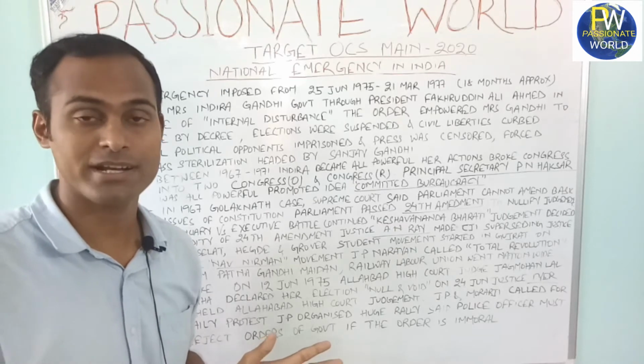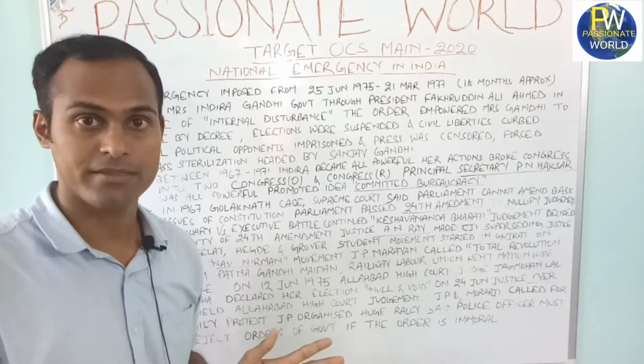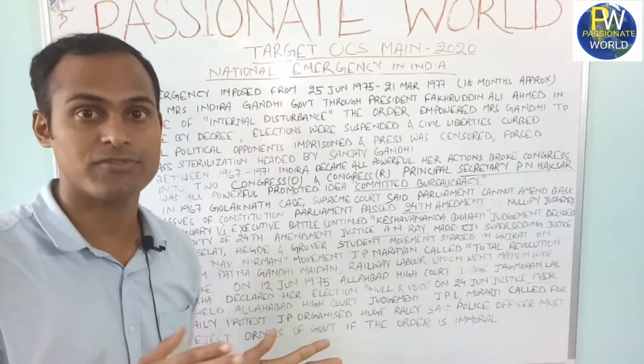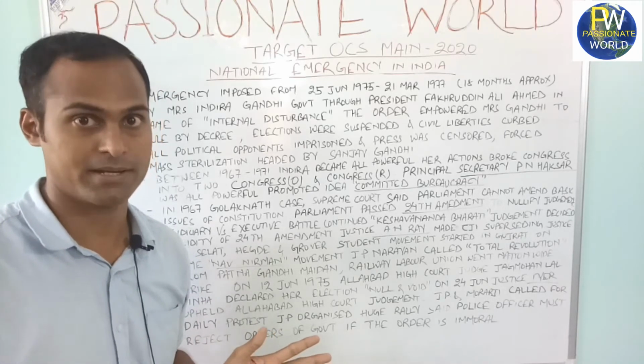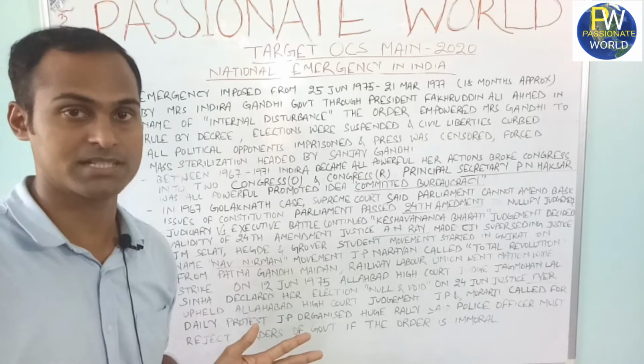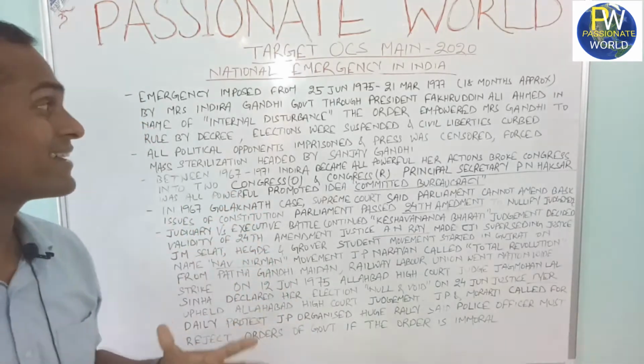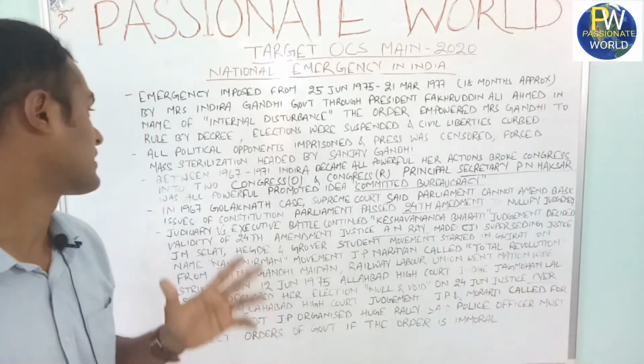Which was later on changed. Right now, under the provision, Articles 20 as well as 21 cannot be suspended even during a national emergency. So what are the events that led to this?